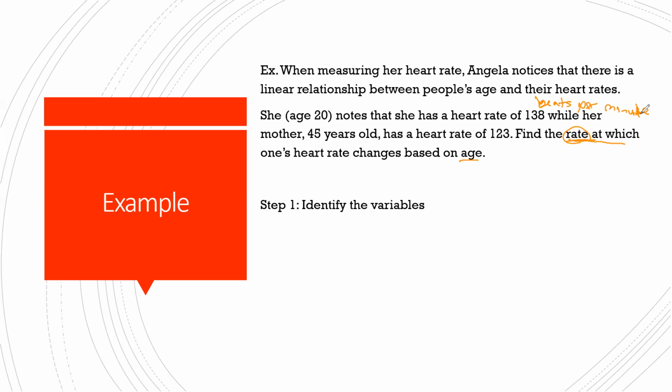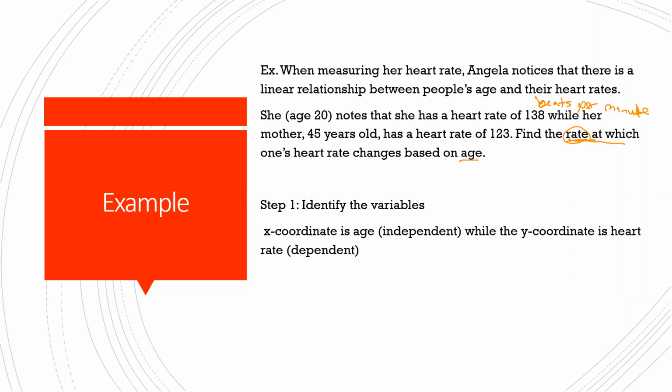So the first thing, if you want to calculate the rate at which the heartbeat is changing, you first want to identify what the variables are. In this case, we're given a word problem, and sometimes it's hard to connect it with the math. We have two variables. We have age, which is independent, and then we have the dependent variable, the y-coordinate, which is going to be our heart rate. So because age is independent, that's going to be our x-coordinate, and our y-coordinate is going to be the heart rate.